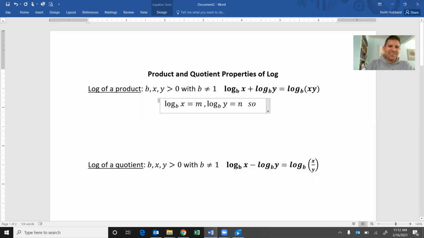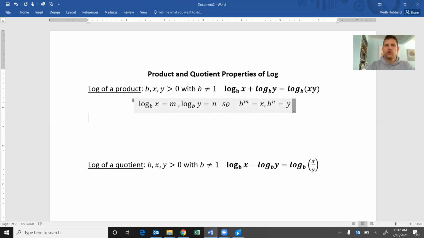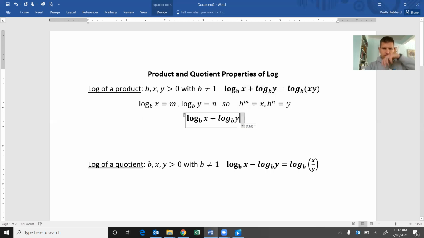So this first equation, notice really what it's saying is b to the m equals x. And the second equation is saying b to the n equals y. Often when you're trying to prove something about logarithms, you want to think about what it would look like if it was exponents. Now let's start at the left side of this equal sign and see if we can get to the right side using algebra.